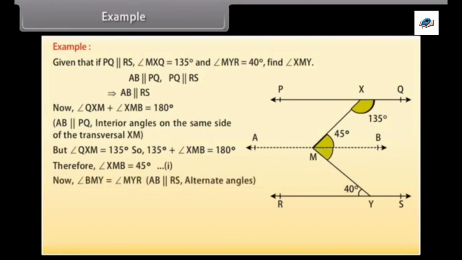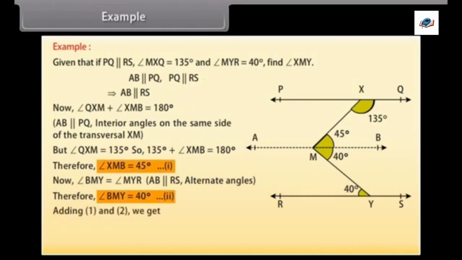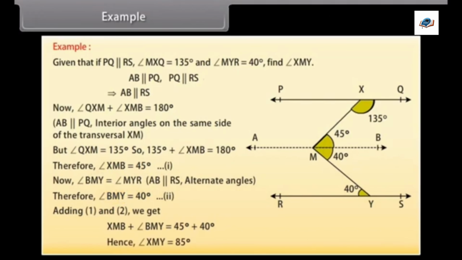Now angle BMY is equal to angle MYR because AB is parallel to RS, so these are alternate angles. Therefore, angle BMY is 40 degrees, mark it as 2. Now adding 1 and 2 we get angle XMB plus angle BMY is equal to 45 degrees plus 40 degrees. Hence, angle XMY is equal to 85 degrees.